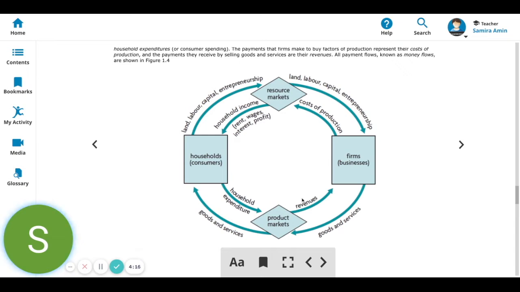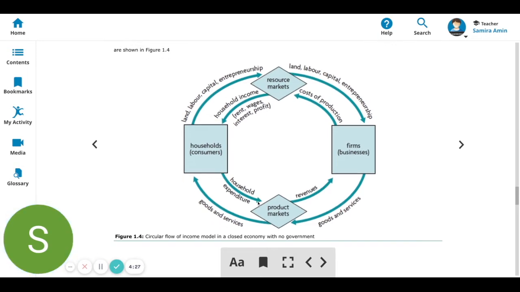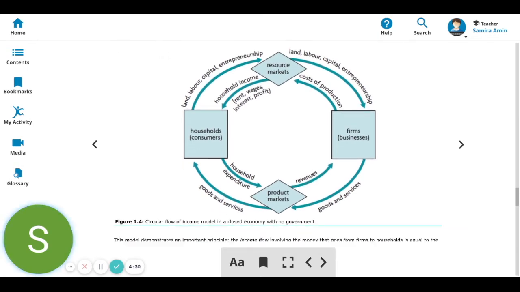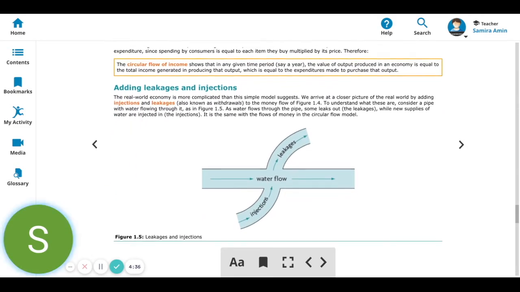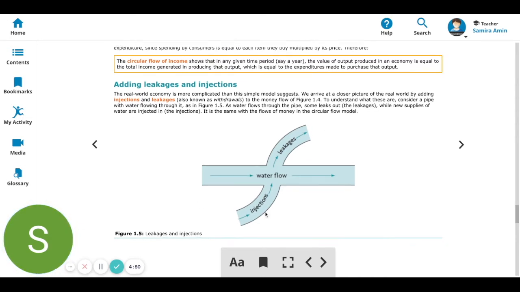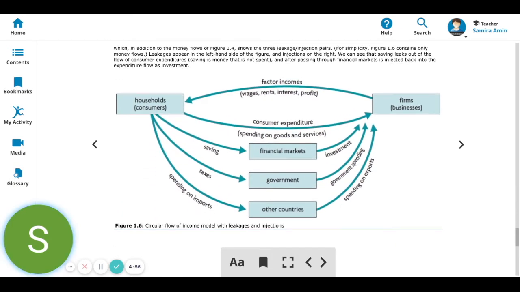And this is all about the closed economy. But we know economies aren't closed, and there are things like banks, financial institutions, there is the government, and there are foreign countries with which the economies are trading. So we would add something called leakages and injections. This little diagram here is showing you that if there's a flow of water, there can be some injections into that, and there can be some leakages as well, as the water is flowing through the pipe. In the same way, in the economy, there are certain leakages and injections. The best way is through the diagram.